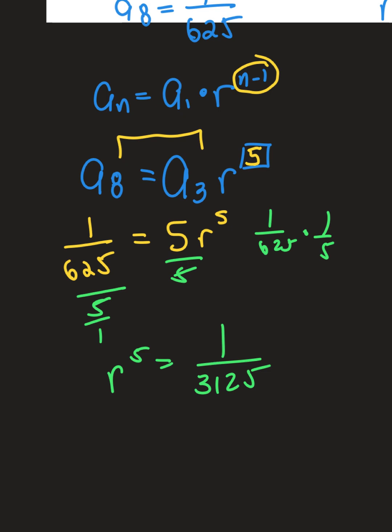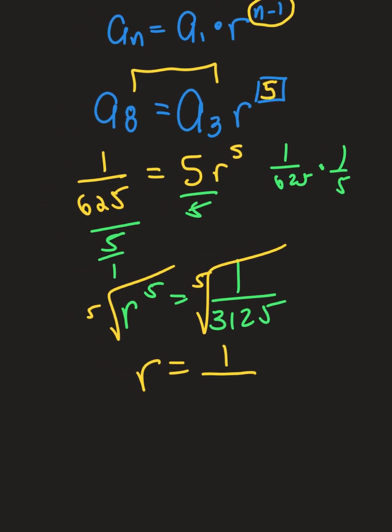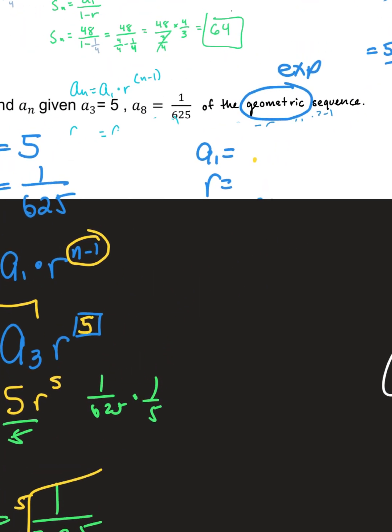How do I find just r? Take the 5th root. Now, guys, if I have an even root, what do I have to put in front of my answer? Plus or minus. Is this an even root or an odd one? It's odd. So figure out what number times itself 5 times gives you 3125. Start small. Start with 2 to the 5th, 3 to the 5th, 4 to the 5th. What do you get? Correct. It's 5. So your ratio, your R value, is 1/5.